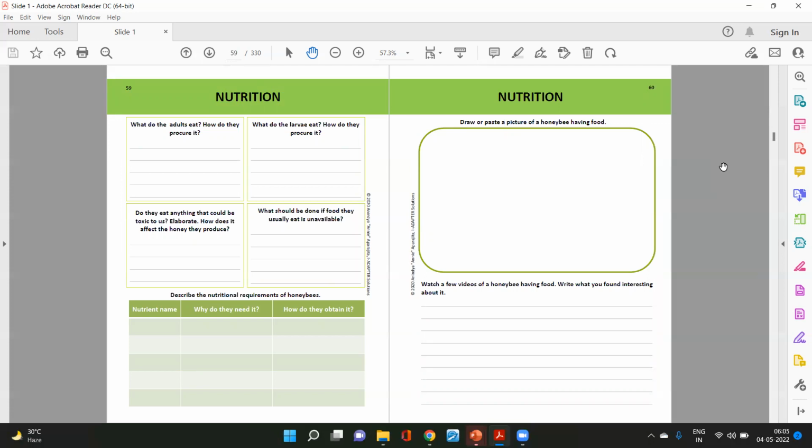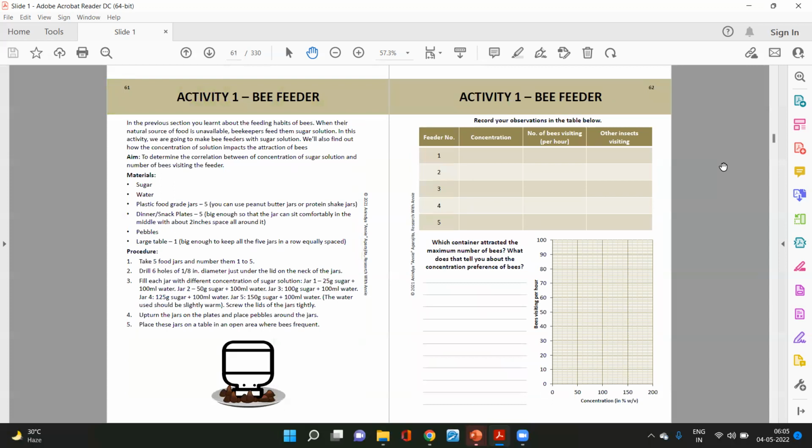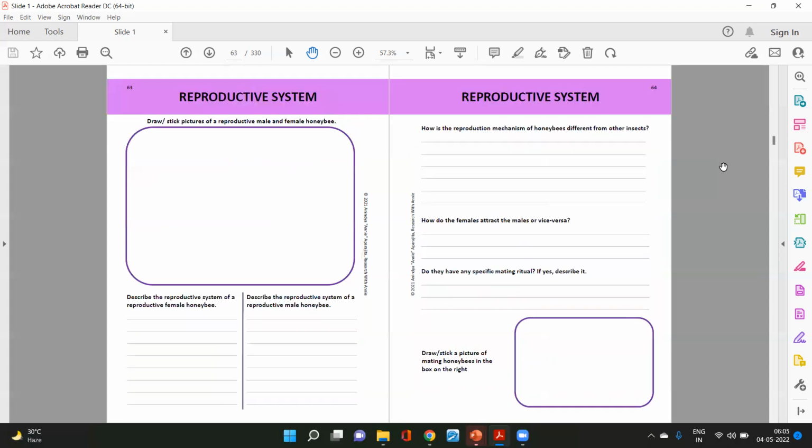Then you deal with the nutrition. What does the bee eat? And there's an activity on constructing your own bee feeder.